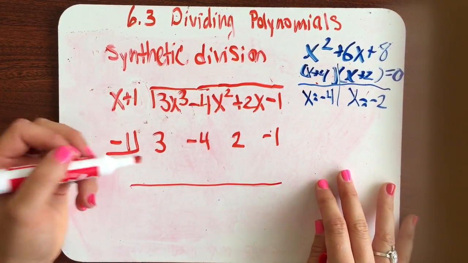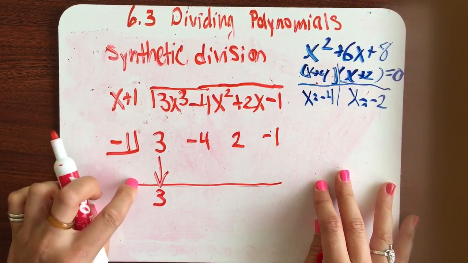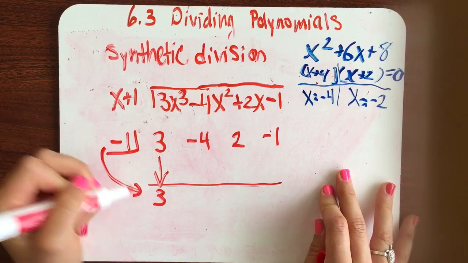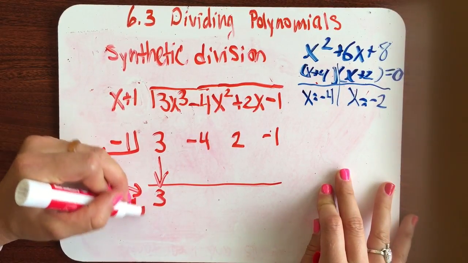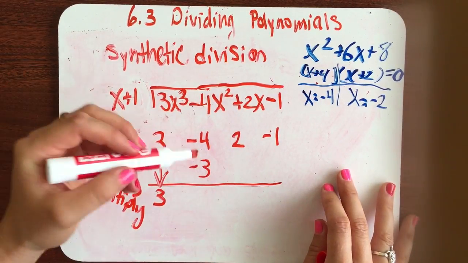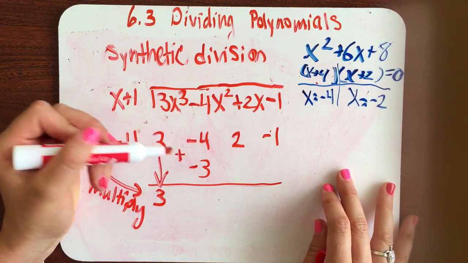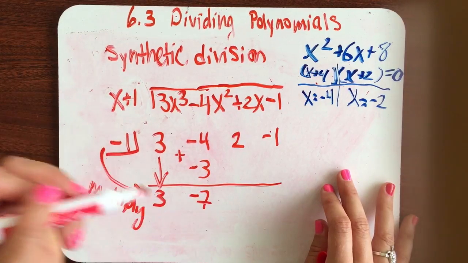Okay, now that this is set up, the first thing is to bring down your 3. So you bring down the first coefficient. Next, you're going to multiply -1 times 3. -1 times 3 is a -3. And you're going to put that right underneath your next coefficient. The next step is to add these. -4 plus -3 is -7.